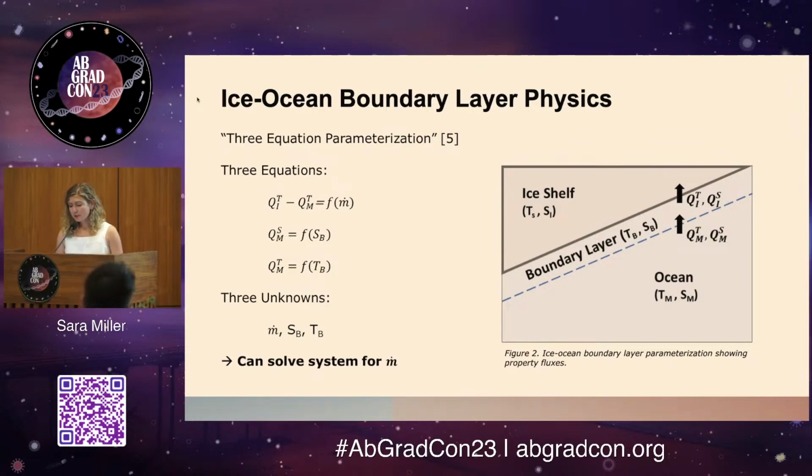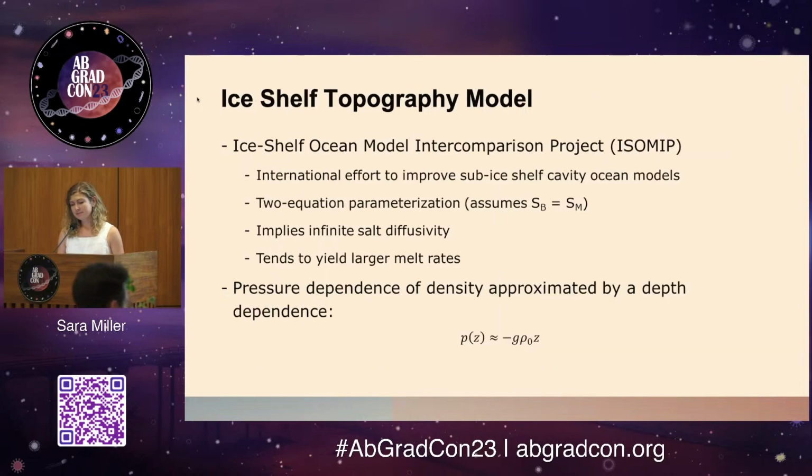ocean. So the 3 unknowns in these equations are the temperature and salinity of the boundary layer, as well as a melt rate, or m dot, which is negative if it's melting, positive if it's freezing. And that's how we're constraining the phase change that's happening at this region.